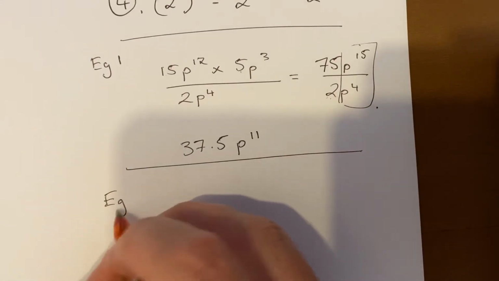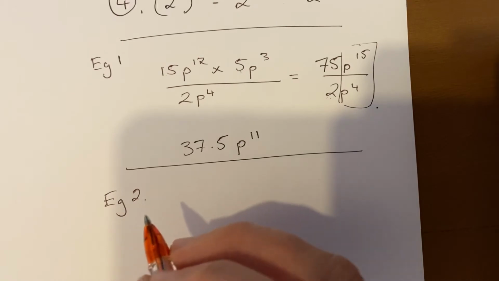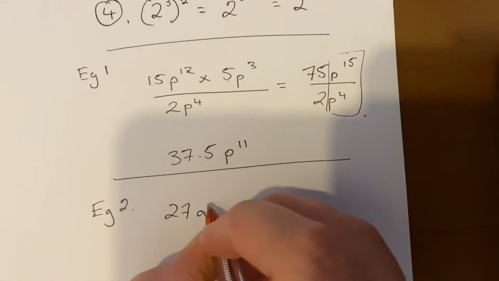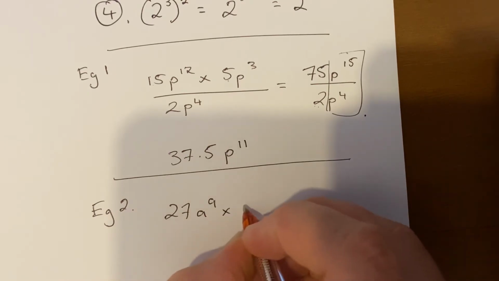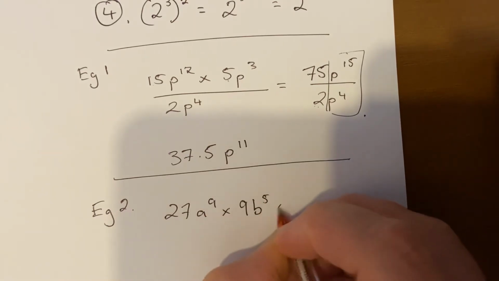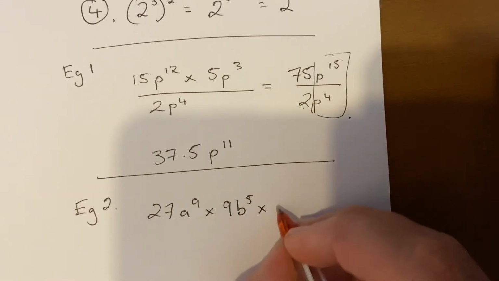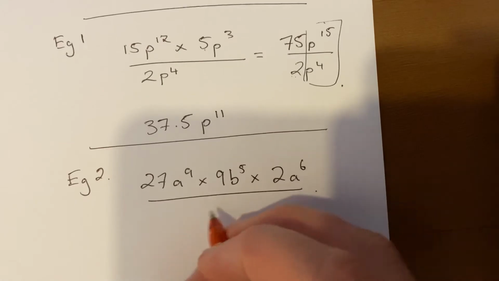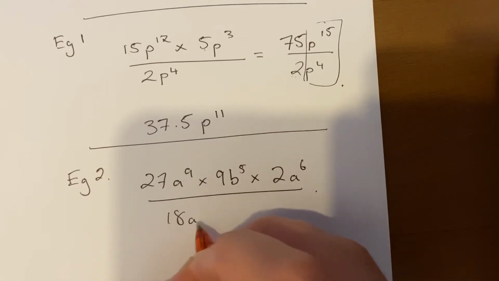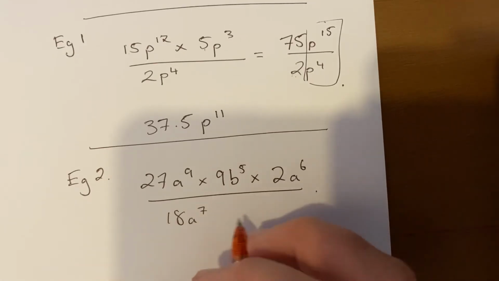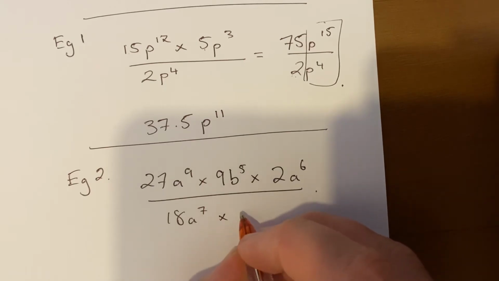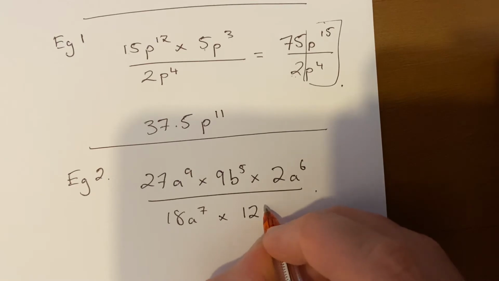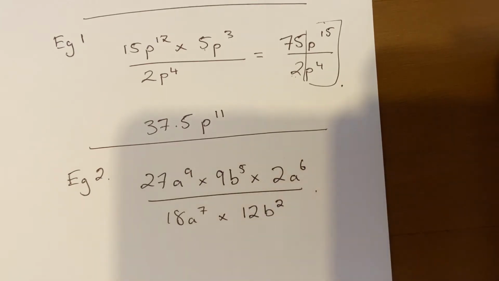Second example, we have something long like this: 27a to the 9 multiplied by 9b to the 5 multiplied by 2a to the 6, all divided by 18a to the 7 multiplied by, let's do 12b to the 2. Okay, something like this.